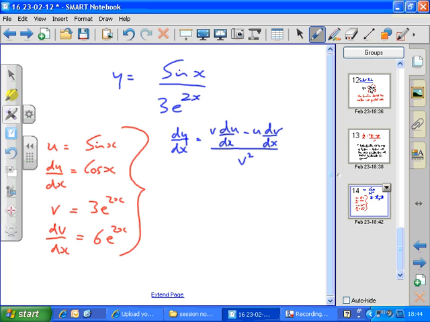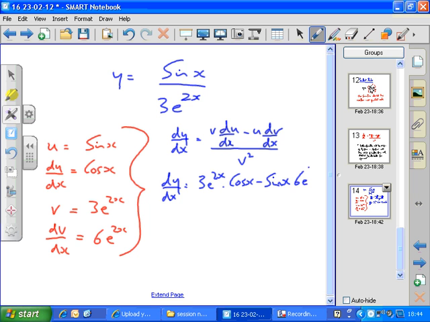So, dy/dx equals v, v equal to 3 e to the 2x, times the differential of u, which is cos x. Minus u, which is sine x, times the differential of v, which is 6 e to the 2x. All over v squared, 3 e to the 2x, all squared. So we could write that.